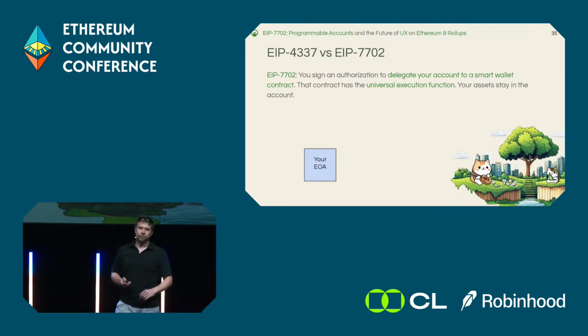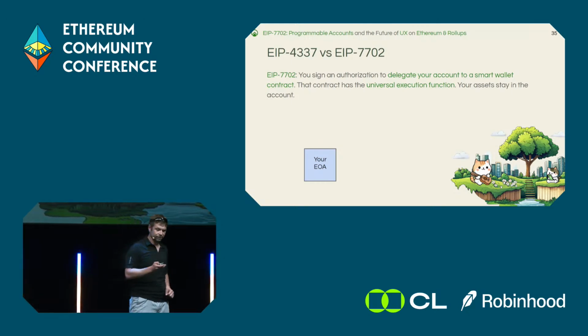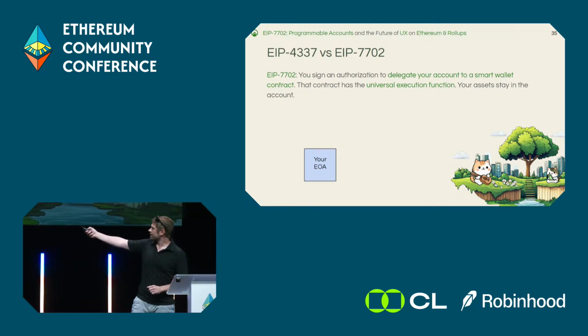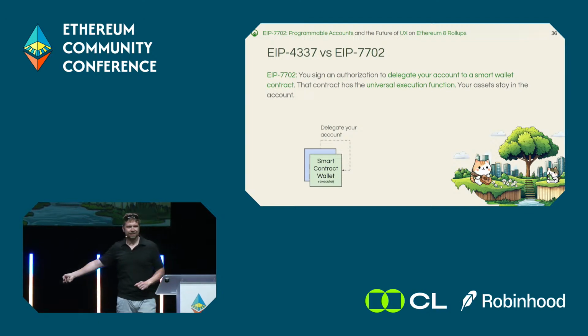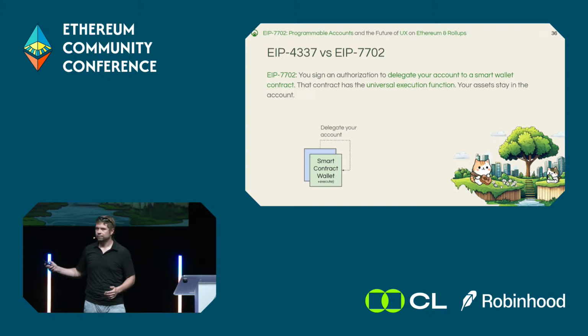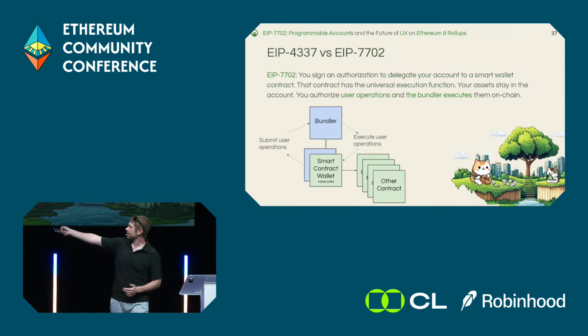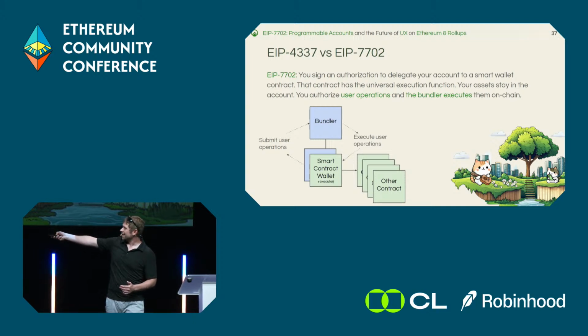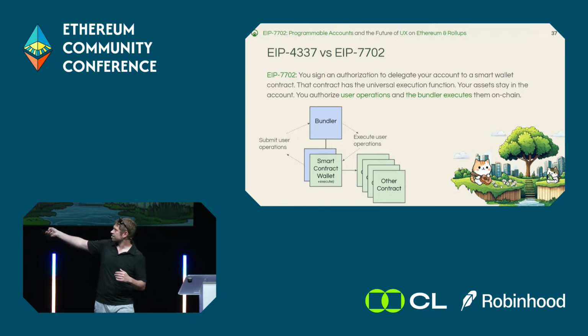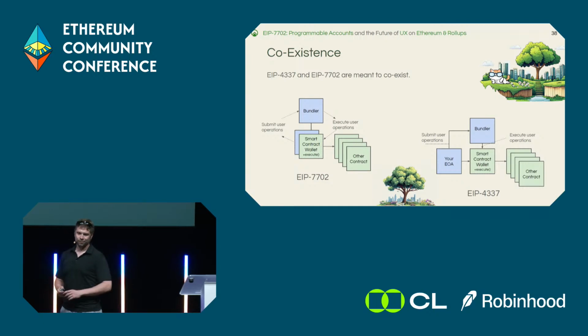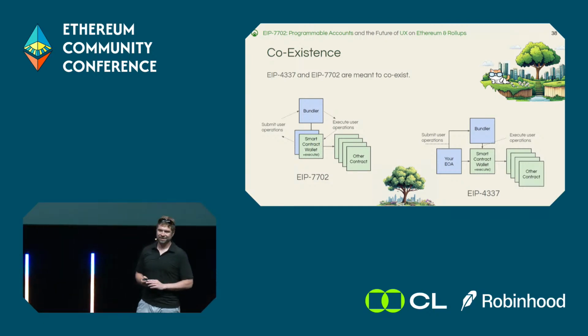The idea with 7702 is that this is similar, except for the first step. Here you are not deploying your account, but you will take that implementation and delegate that account to that logic. The rest remains the same. Again, you will be signing your user operations, and the bundler will be executing them using your account. What disappears from here is the necessity to take all your assets and move them over, because this first step didn't change the address. So that's it. This is how it looks side by side. They are meant to coexist.